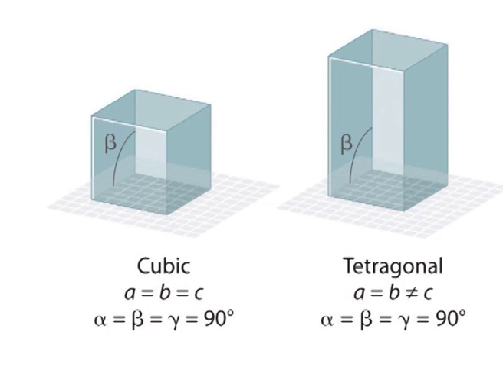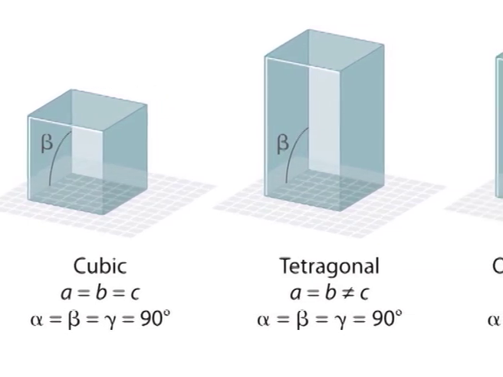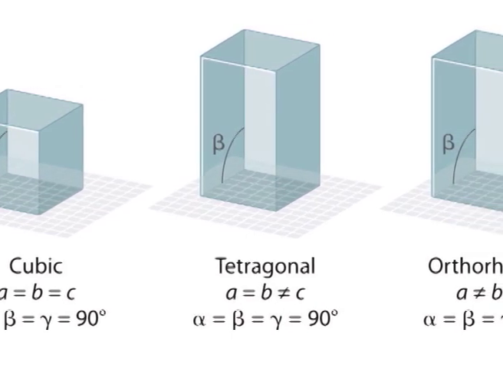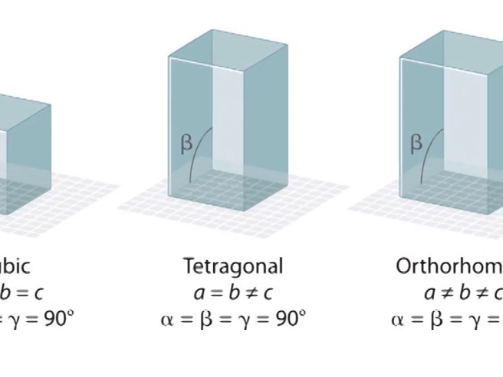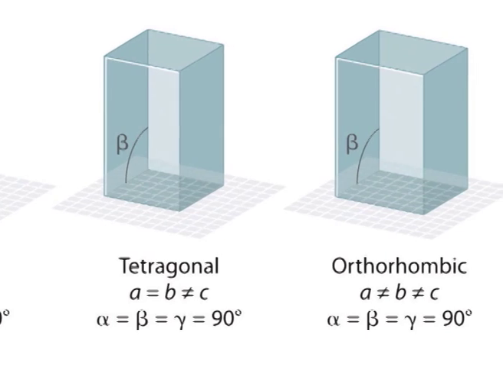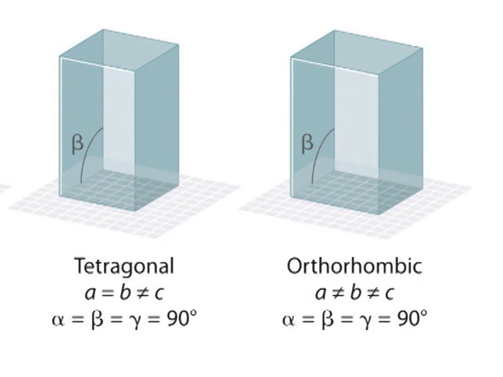Unit cell types and the 7 crystal systems. From figure 3a and b we get the cubic system. In the cubic system, a = b = c, where alpha = beta = gamma = 90 degrees. In the tetragonal system, a = b ≠ c, whereas alpha = beta = gamma = 90 degrees. In the orthorhombic system, a ≠ b ≠ c, alpha = beta = gamma = 90 degrees.